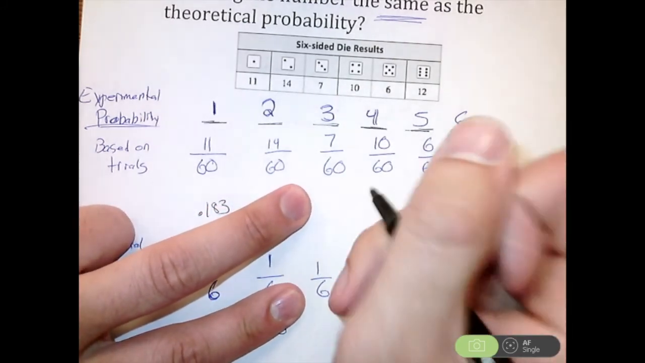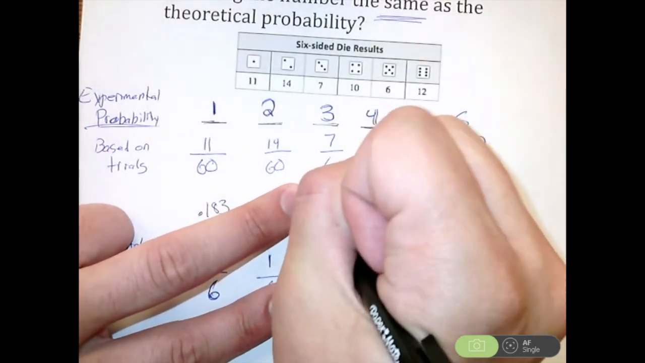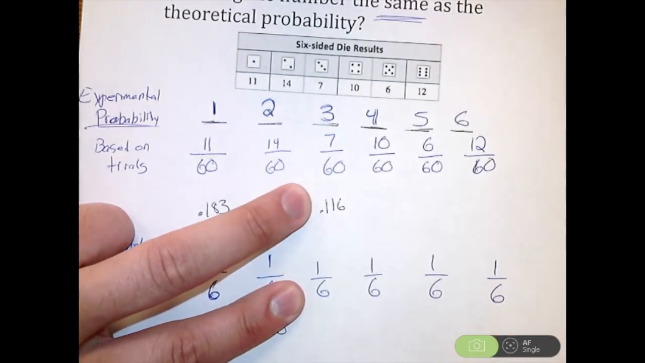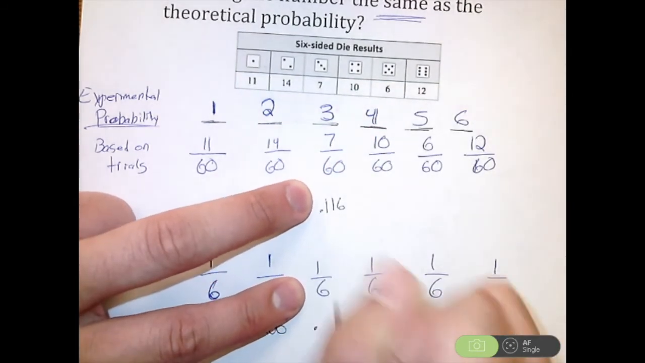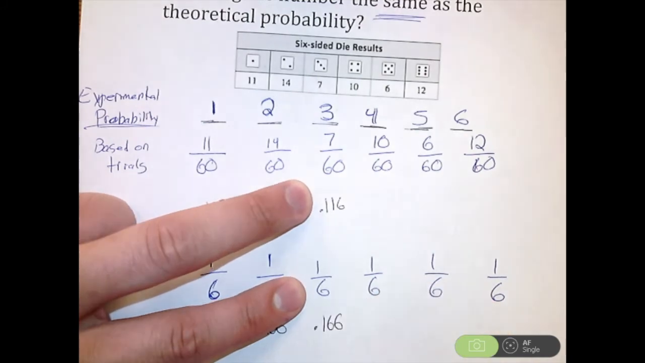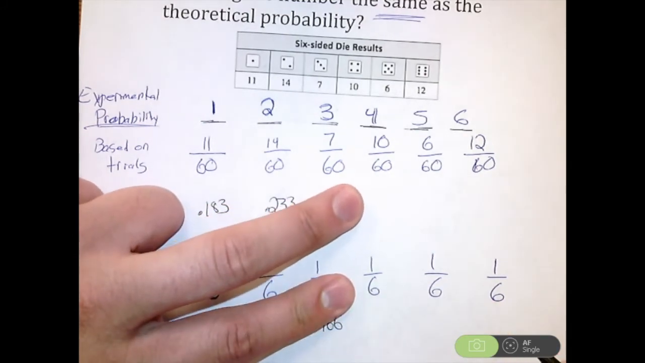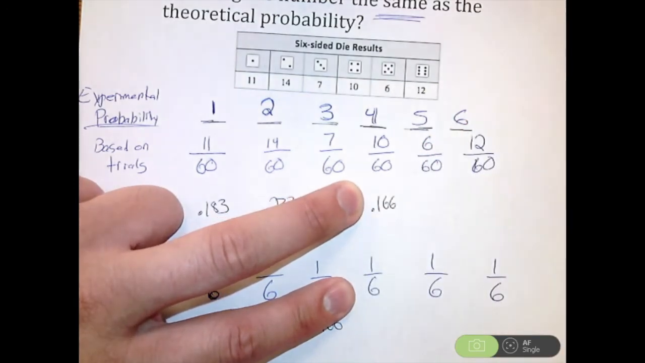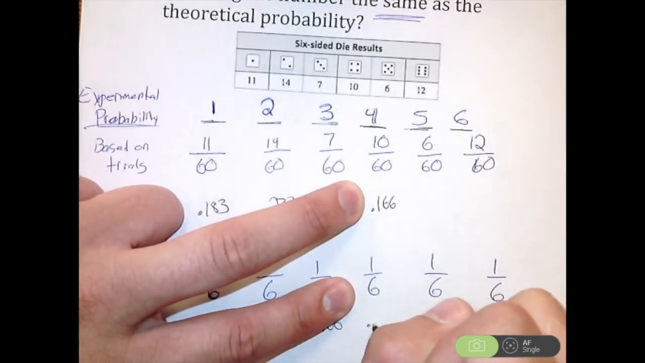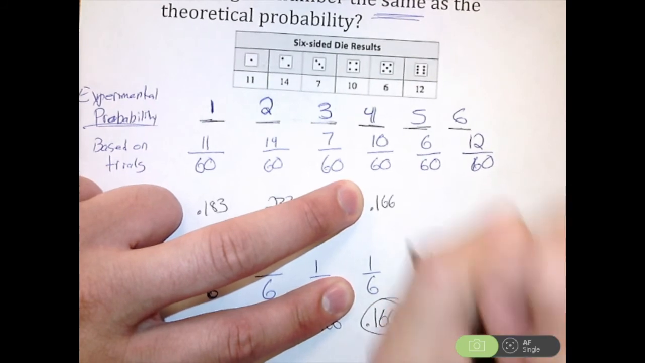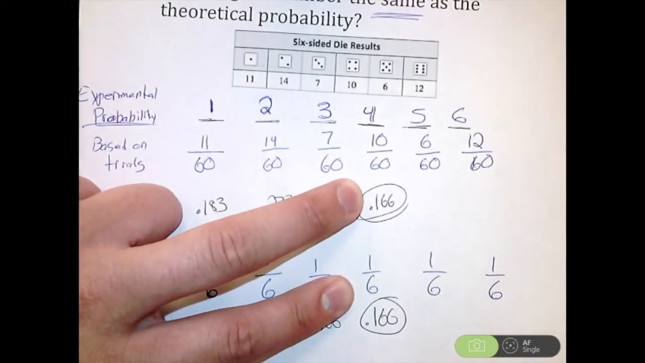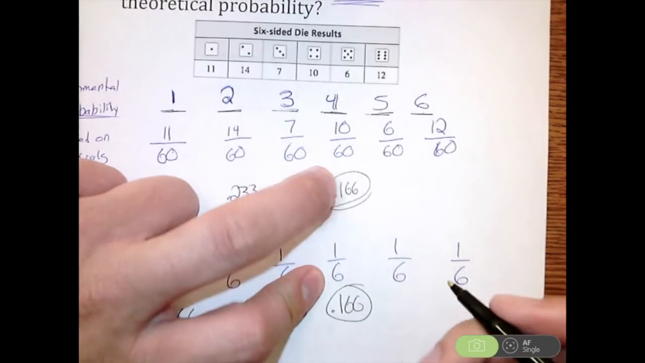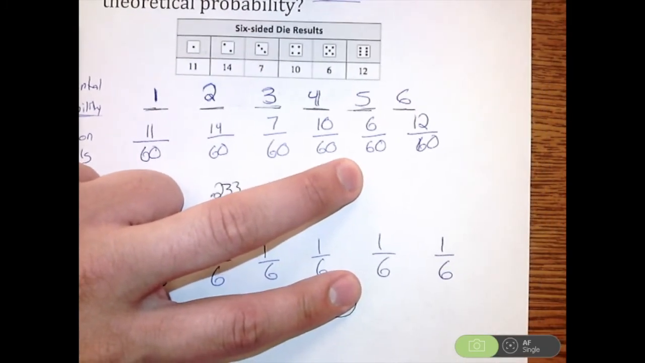Move on to 3. 7 out of 60 is 0.116. Rolling a 1 out of 6 is 0.166 still. Move on to the next one. 10 out of 60 is 0.166. And 1 out of 6 down here is 0.166. So it matches up for those two. So I know a 4 is going to work, and I wrote that down on the bottom. But let's continue checking because it might be for more than one.